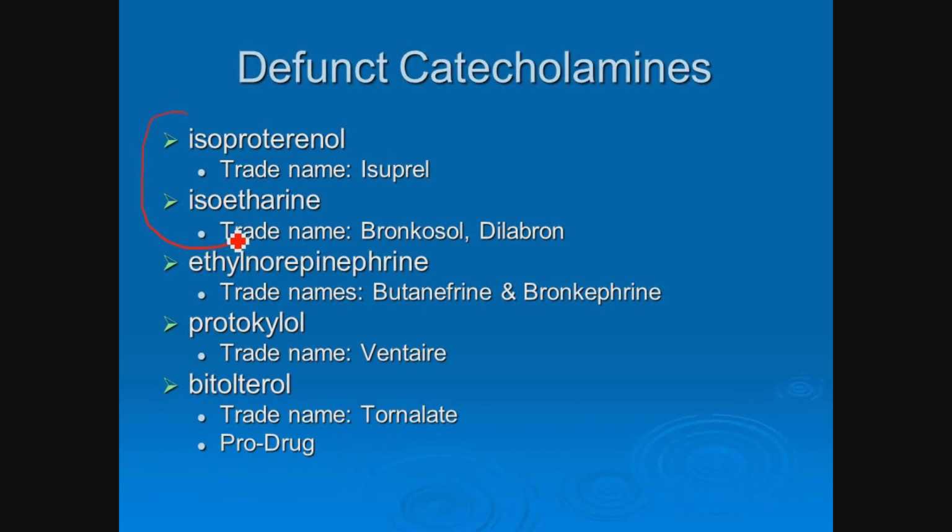And then there were some other ones. Interesting one, bitolterol, is a prodrug. Does anybody know what a prodrug is? A prodrug is a drug that in and of itself doesn't do anything, but when it comes in contact with something inside your body, it causes a biological effect to happen. So it triggers something else to actually cause the desired effect to happen.